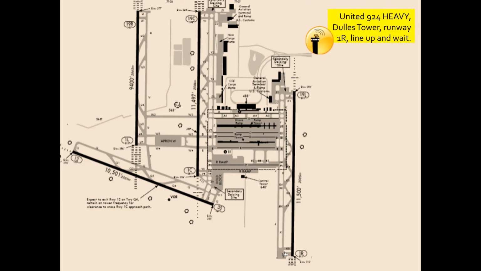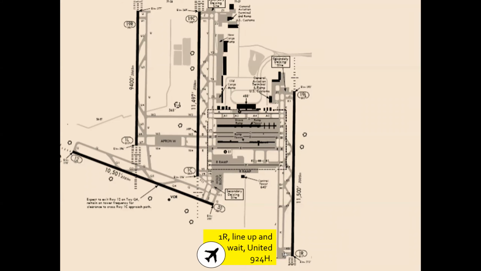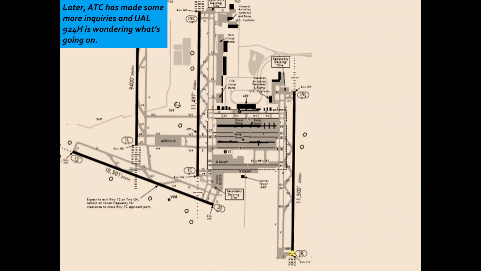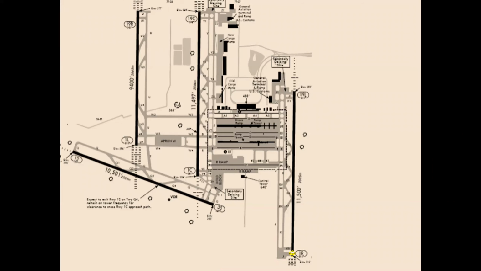So Southwest lands and pulls off. United 924 Heavy, Dulles Tower, runway one right, line up and wait. One right, line up and wait, United 924 Heavy. Later, ATC has made some more inquiries, and United 924 Heavy is wondering what's going on. They haven't cleared him for takeoff because they're doing a check, but they're not sure. United asks, Tower, United 924 Heavy, have you seen anybody to check yet?